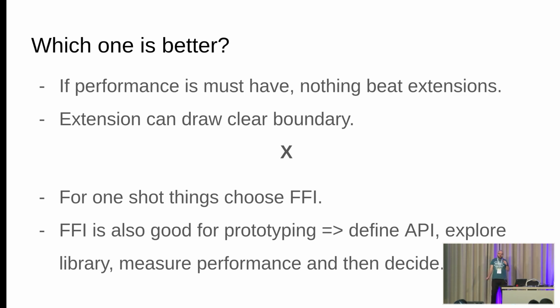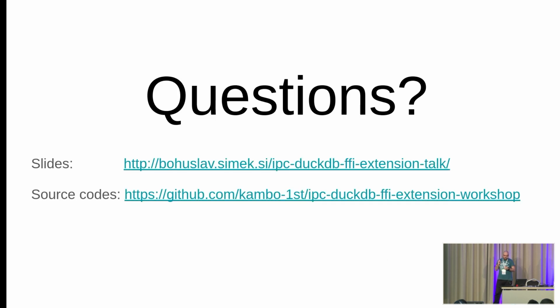On the other side, I personally would use FFI for a one-shot thing. Especially during the prototype phase, in which I can define my API, explore the library, and see everything this library can provide. Then I can measure the performance and decide if it's worth rewriting it in C or not. For my usage of DuckDB, I am pretty sure that I will stick to FFI, because it simply suffices. It's not the bottleneck for me. So that's it from my side.